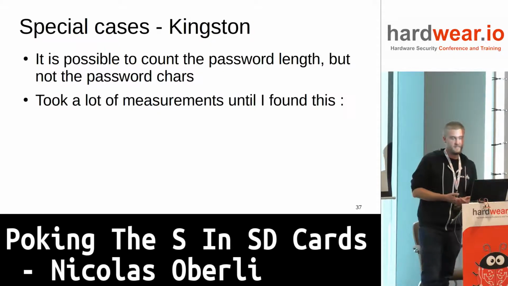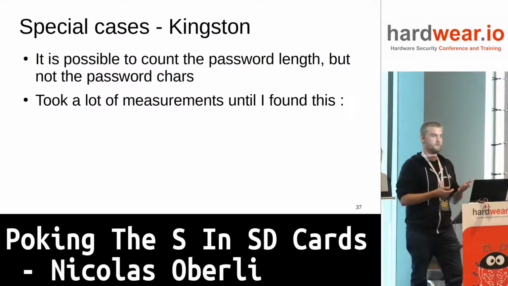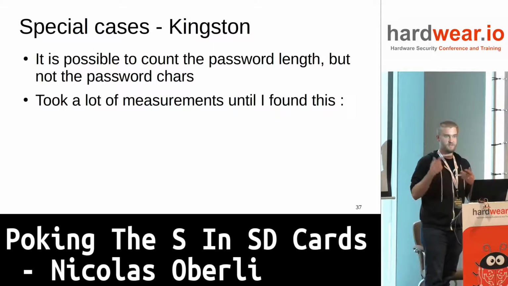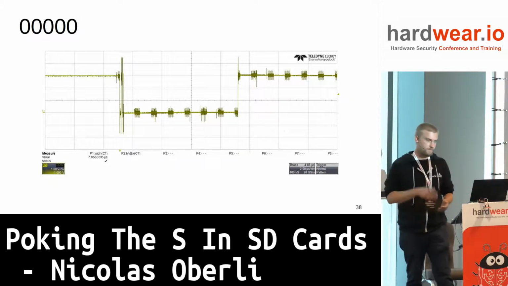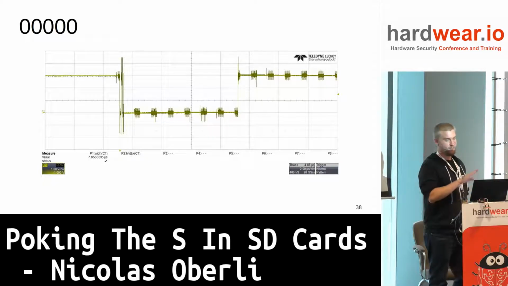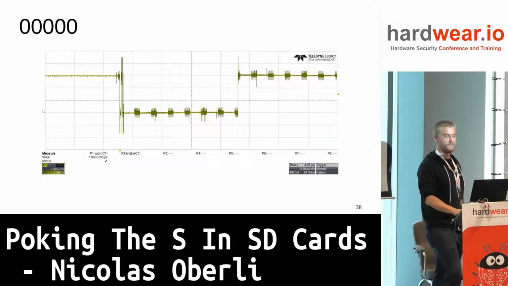Another special case that I found is on a Kingston SD card, where I was able to find the password length using the timing attack, but then I couldn't use the timing attack to get the password. So I did a lot of different stuff, and I found this. Again, I took the huge oscilloscope just to be sure that there was nothing. When I set a 5 character password, this is it. With 6, I can clearly see the timing change, so that's great. But then if I set the first correct byte, you see no difference. With 2 correct bytes, no difference. 3, still nothing.